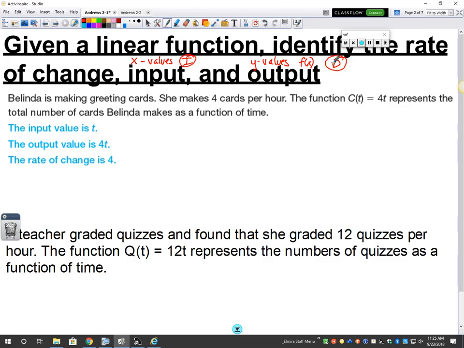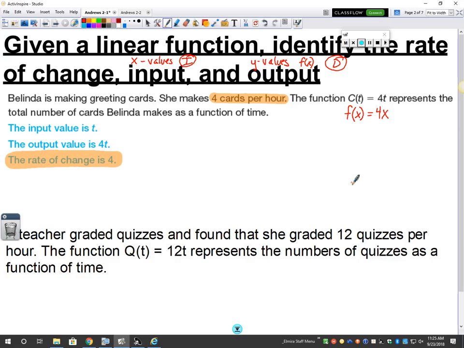Okay, so Belinda is making greeting cards. She makes 4 cards per hour. So I see that key word per. So 4 cards per hour. And you can see here it says the rate of change is 4. The function c of t equals 4t. Now I want to point out that that is in function notation, and generically it could have been written f of x equals 4x. Okay, and that would have been fine.